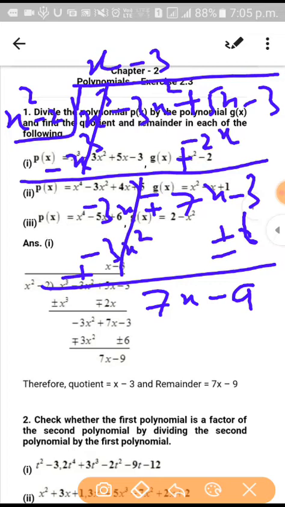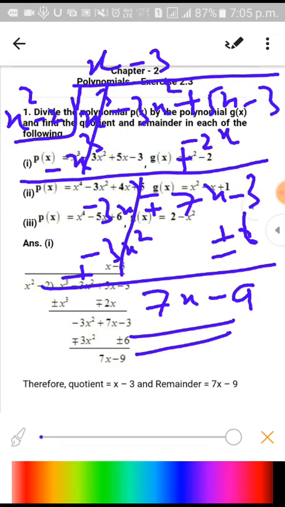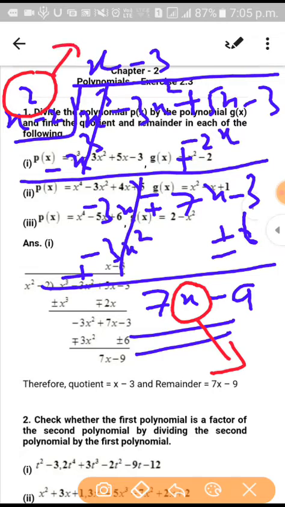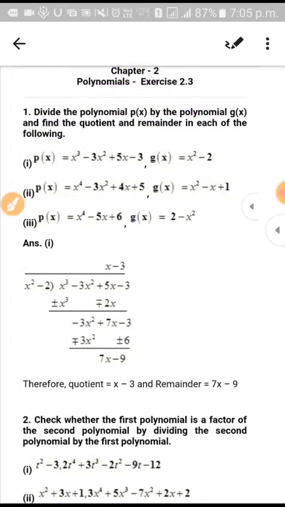Now how do you come to know that this is our answer? You have to check the power. Here the power of the variable is 1, here the power is 2. As this polynomial has a lower power than the divisor, it means the remainder is less than the divisor, so this is our answer. Okay, there is no need to go further, right? So this is how you have to do all the rest of the parts of question number 1.